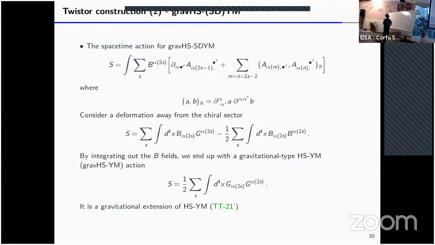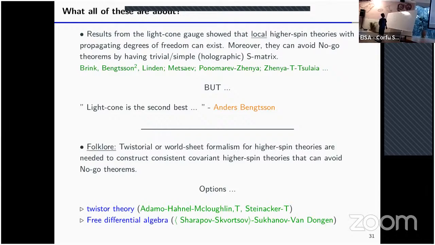So what does twistor theory teach us? Besides the self-dual sector, we can try to add a topological term and deform away from the self-dual sector. And by integrating out this B field, we obtain what I call the gravitational higher spin Yang-Mills action here. And this is the gravitational extension of higher spin Yang-Mills theories obtained in 2021. So you may wonder what all of these are about.